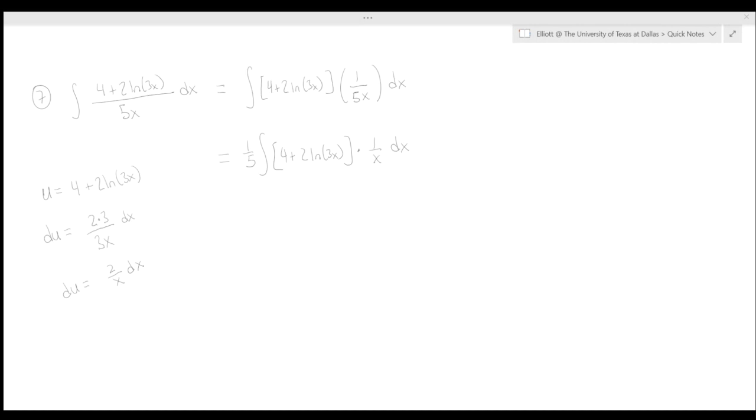Yeah, you could. It might make it look a little bit more clear perhaps as well. And then can you explain the last part one more time? Yes, I can. Okay, so what I did was with the 1 over 5x, I pulled out the 1 over 5 to the front. So that way it would just leave me with 1 over x dx. Okay.